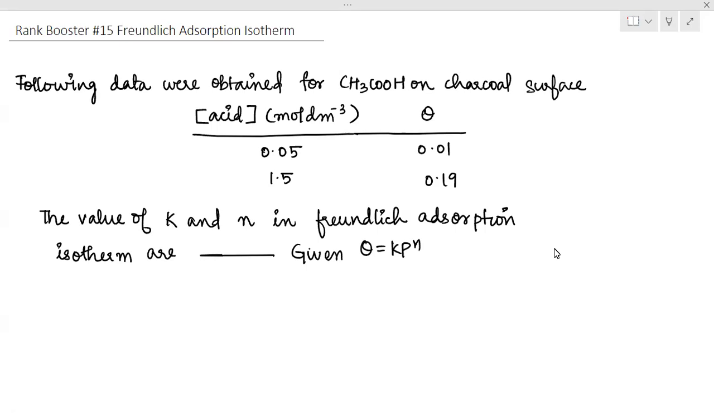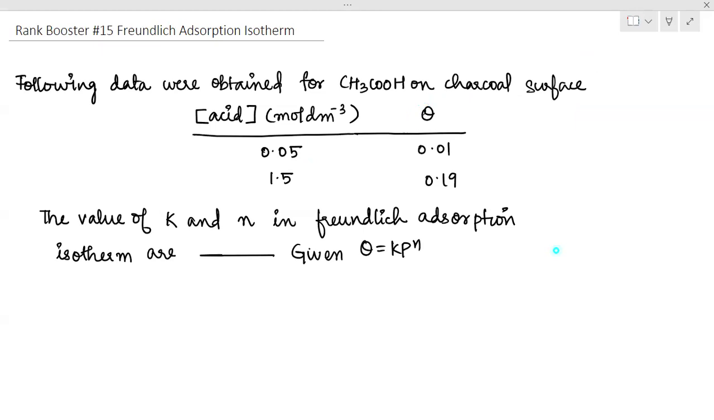Following data were obtained for acetic acid on charcoal surface. So if acetic acid is given, this is going to be our adsorbate and the charcoal surface is our adsorbent. Now, it is given that the concentration of the acid at two different instances is 0.05 molar and 1.5 molar, and the corresponding extent of adsorption is also given.